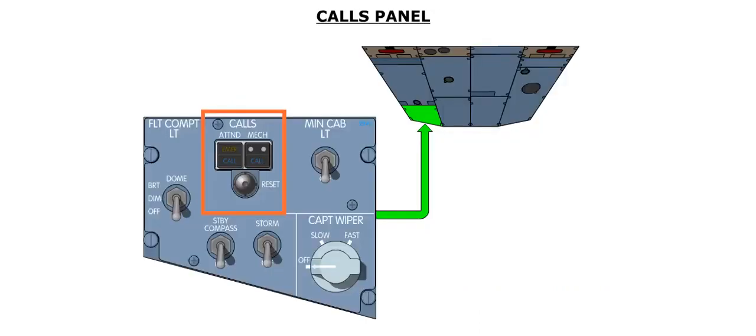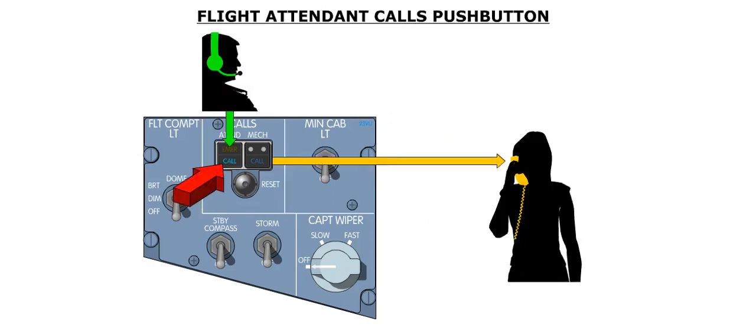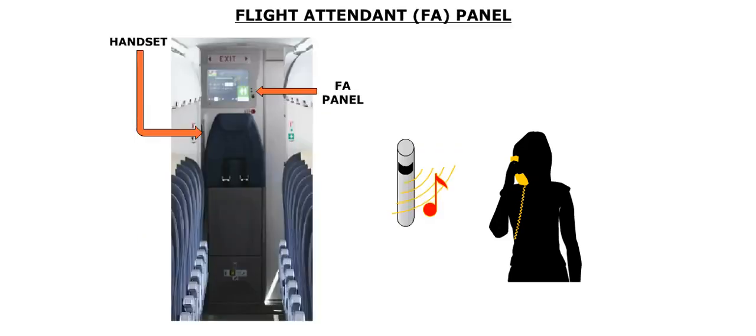An interphone system provides communication between the flight crew, cabin crew, and the ground crew. Calls to the cockpit from the flight attendant, however, are indicated on the calls overhead panel. To call the flight attendant, a pilot presses the attendant push button on the calls panel. The call will be accompanied by a chime in the passenger cabin. The flight attendant can then check the flight attendant panel to find out where the call is coming from.